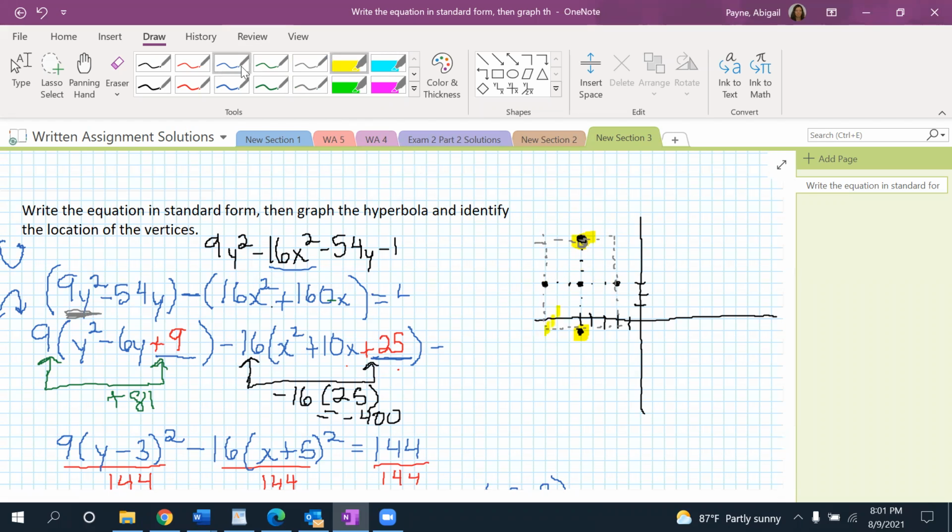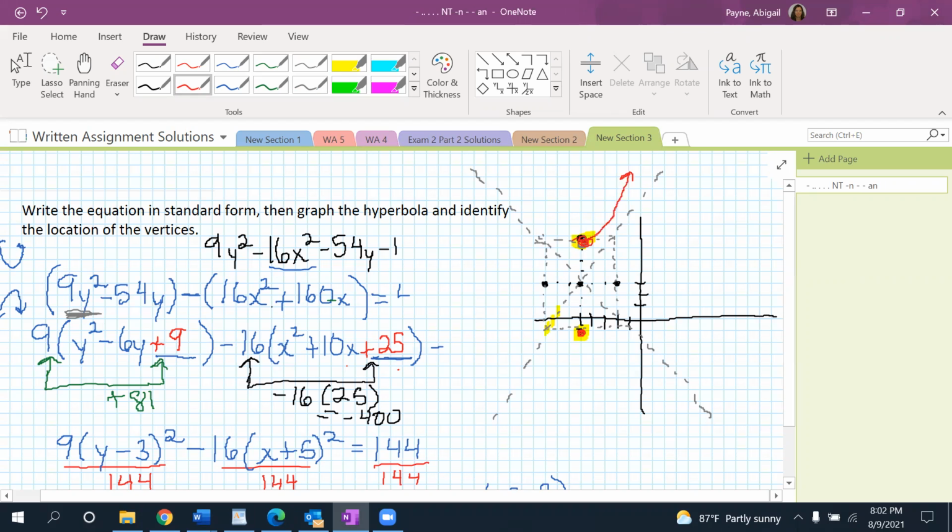I'm going to use the gray marker. If I draw the diagonals of this box, like I said, that's what determines how wide or narrow the actual hyperbola should be. And then I'll graph this in red. So the vertices, because the y term is positive, are oriented vertically above and below the center. And then now you just do the best you can. We're just looking for a sketch here. So you follow those diagonals that we've just drawn from the box in drawing these branches. And there's the graph.